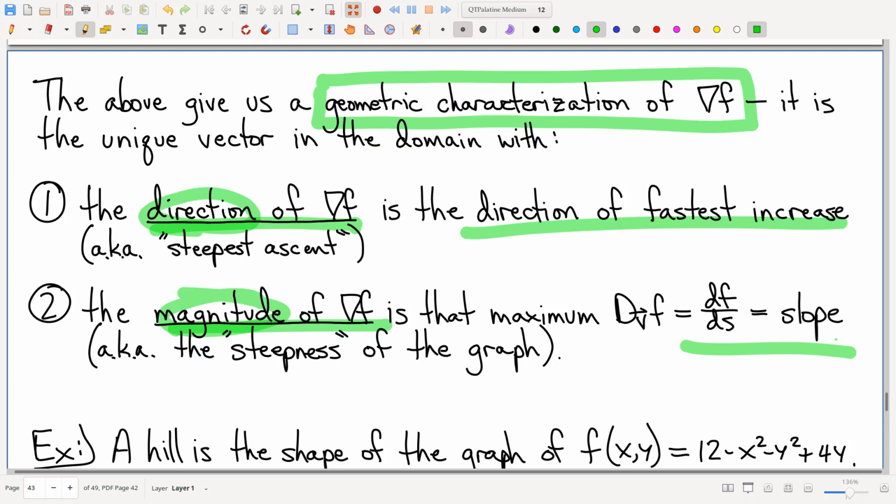If you're thinking about a graph, how steep is the hill? Magnitude of the gradient.